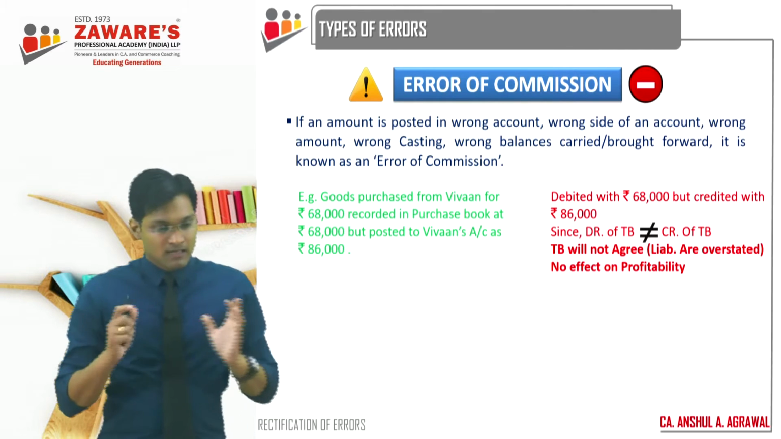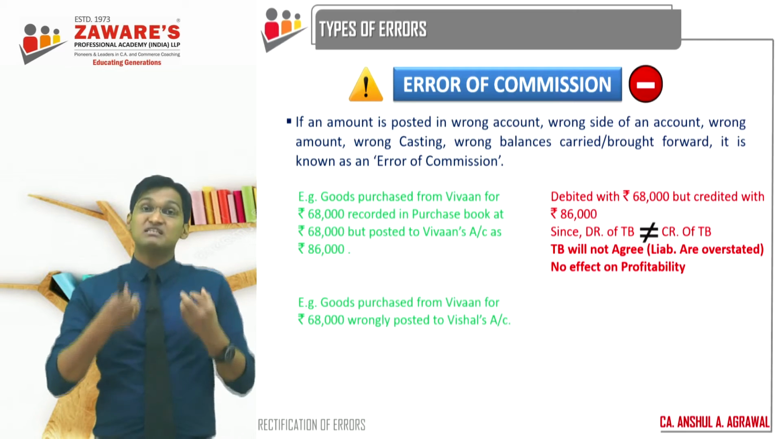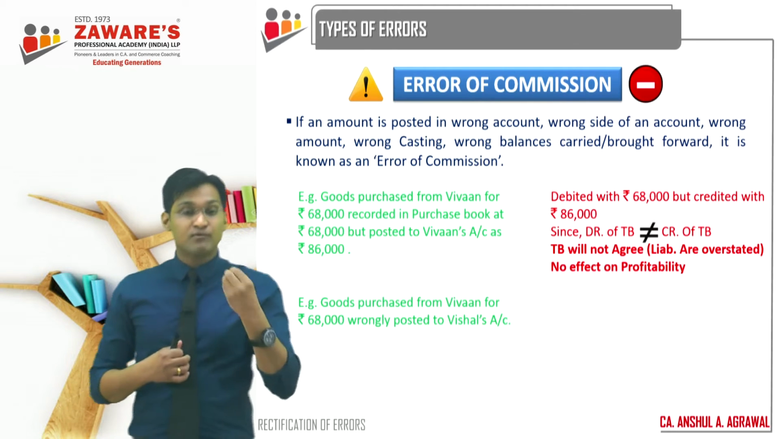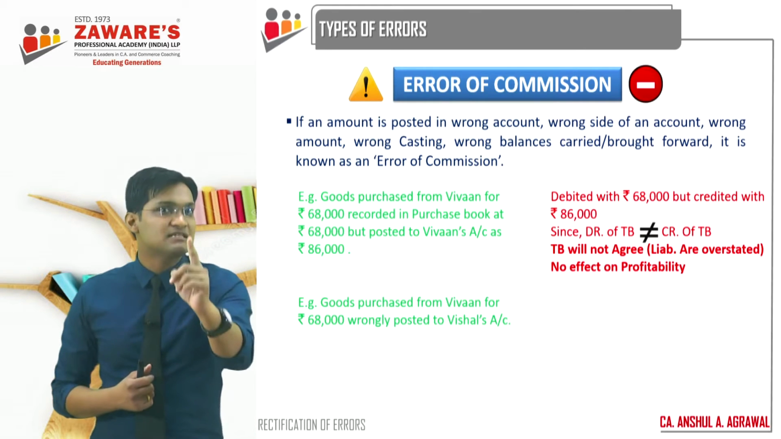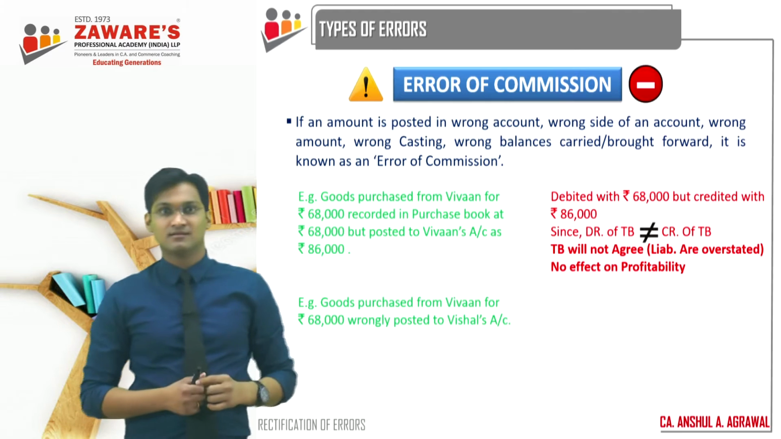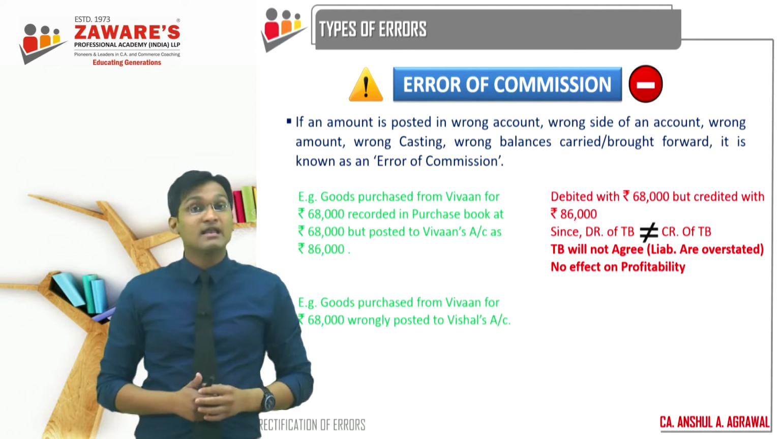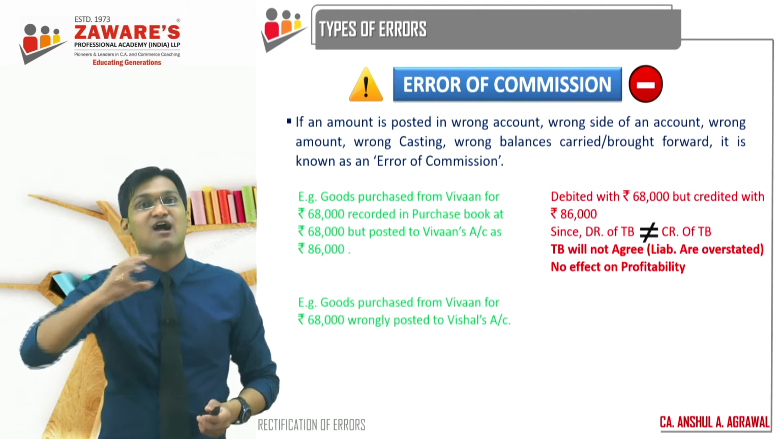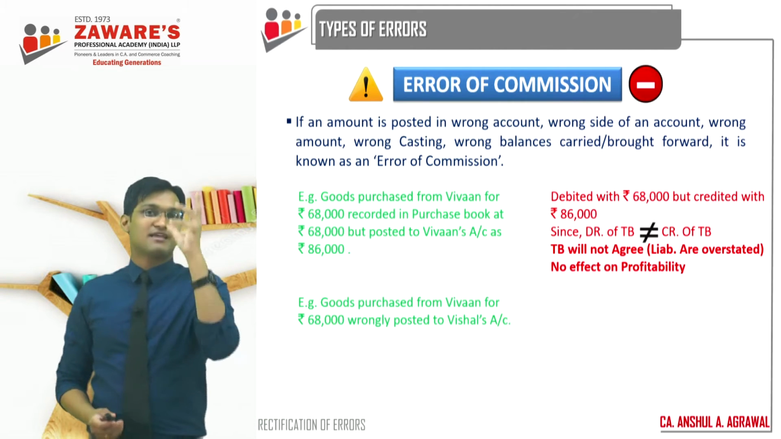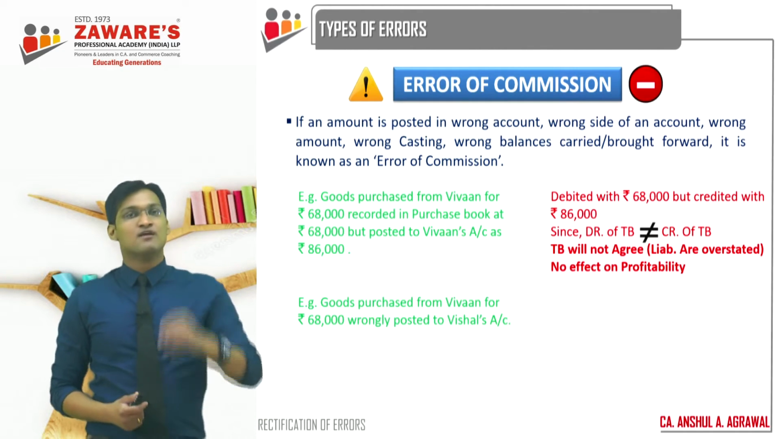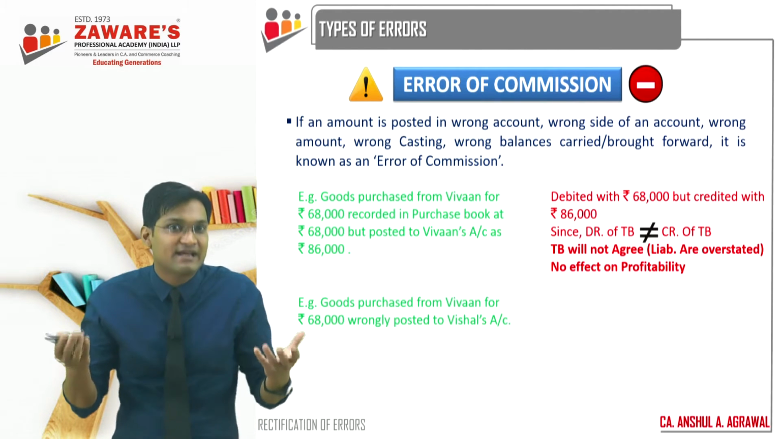Clear, all of you? Next, let's take one more example: goods purchased from Vivan for rupees 68,000 wrongly posted to Vishal's account. Goods किससे परचेज किए हैं? विवान से. किसके अकाउंट को क्रेडिट करना चाहिए था? विवान का अकाउंट. लेकिन गलती से आपने किसका अकाउंट क्रेडिट कर दिया? विशाल्स अकाउंट क्रेडिट कर दिया. इससे क्या होगा समझिए. विशाल अकाउंट क्रेडिट कर दिया, wrong account is credited.